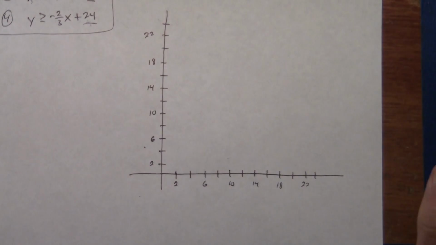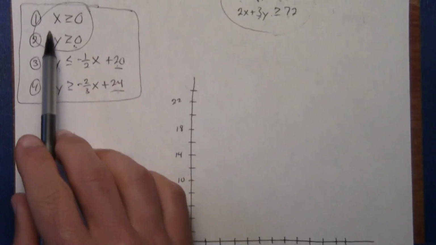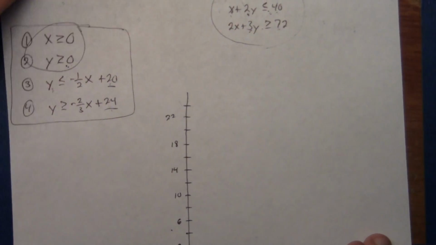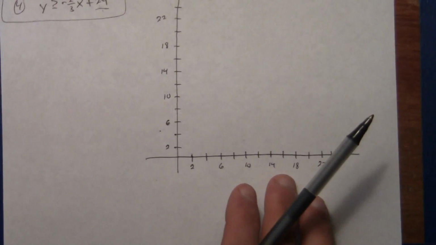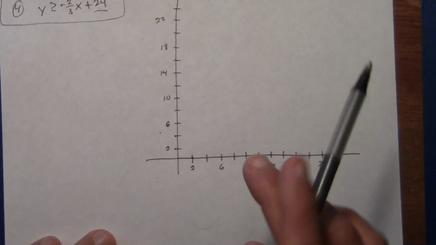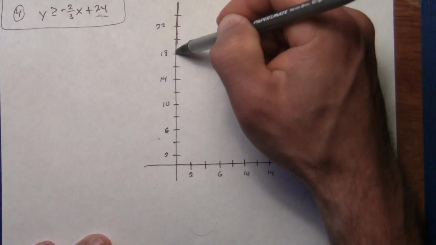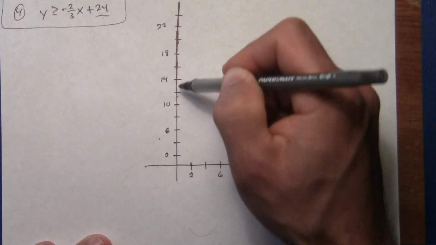And now in terms of the graphing, my first inequality is x is greater than or equal to 0, and then the second one is y is greater than or equal to 0. Well, I know x is greater than or equal to 0 is this vertical line. It's actually the y-axis right here. So I'm just going to make it darker, or you don't need to do that.